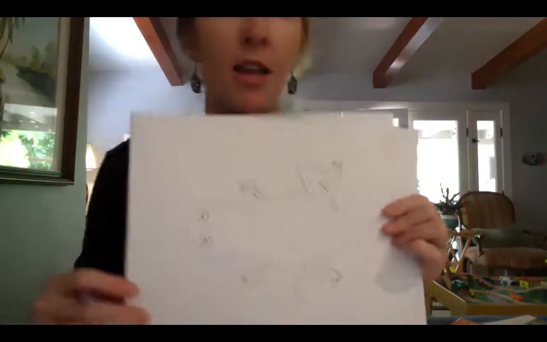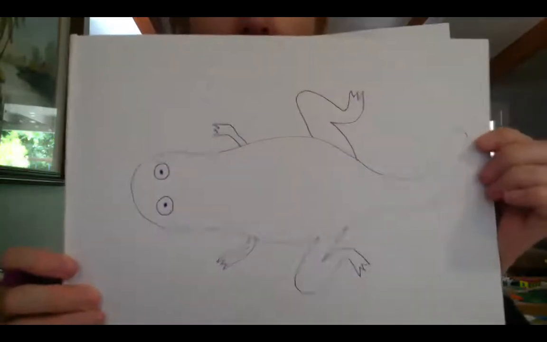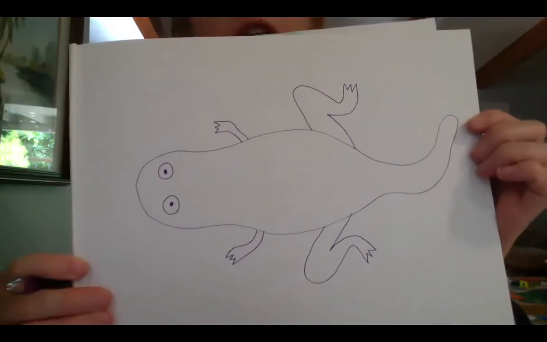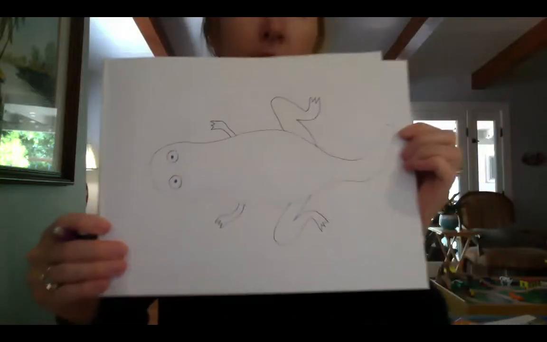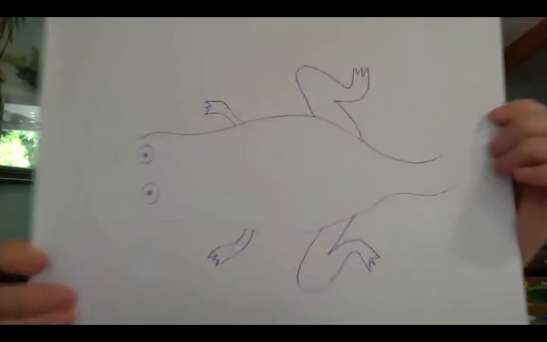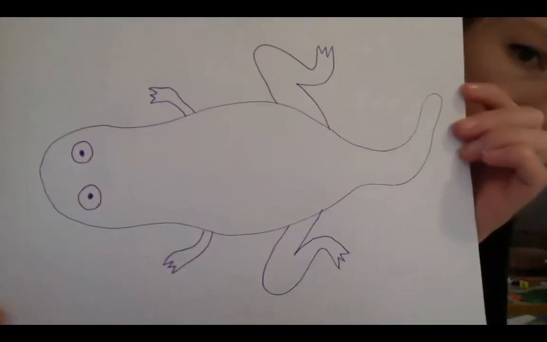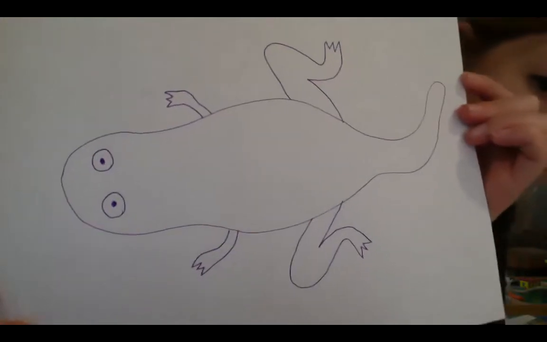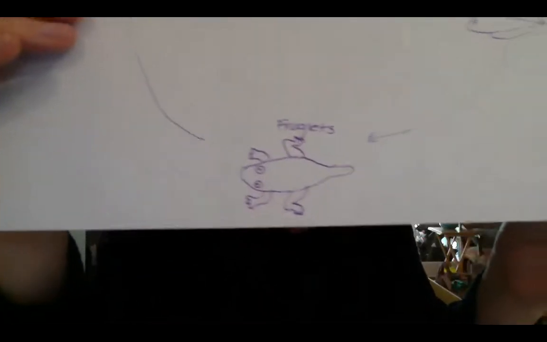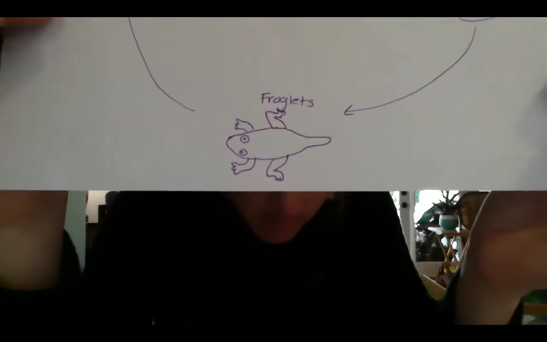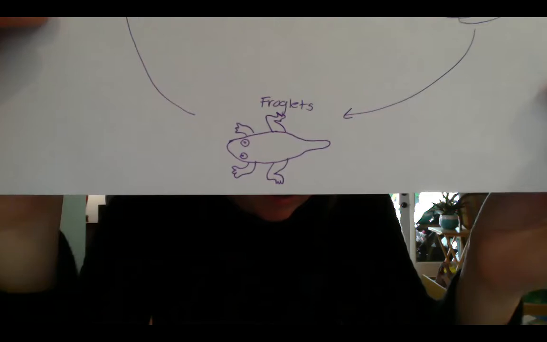Doesn't have to be perfect. Mine sure isn't. Okay, and that's going to be our froglet. You're gonna make it nice and small. If you need more time, go ahead and pause. I'm gonna move on in 3, 2, 1. And you should have something like this on your life cycle.